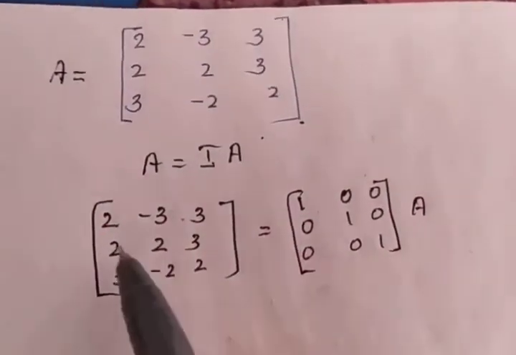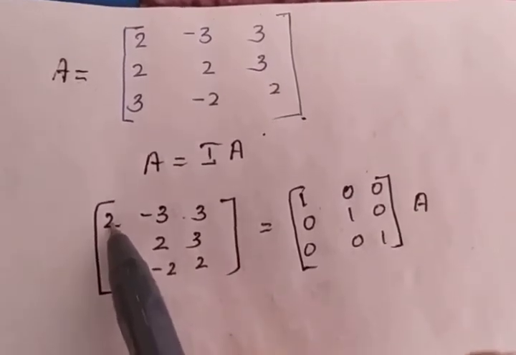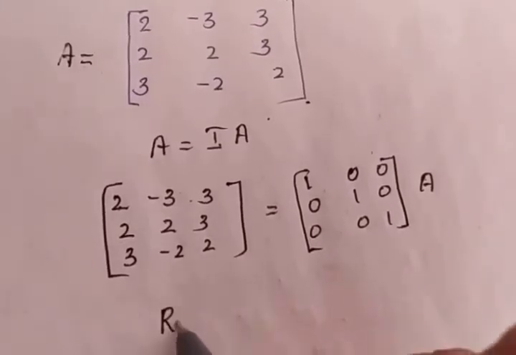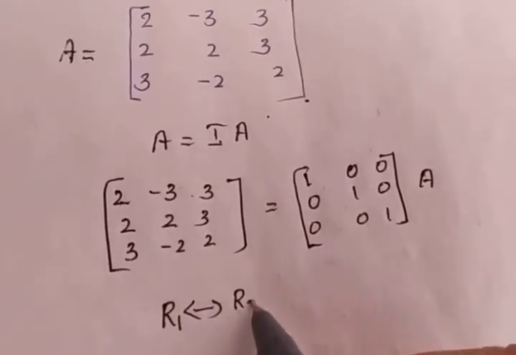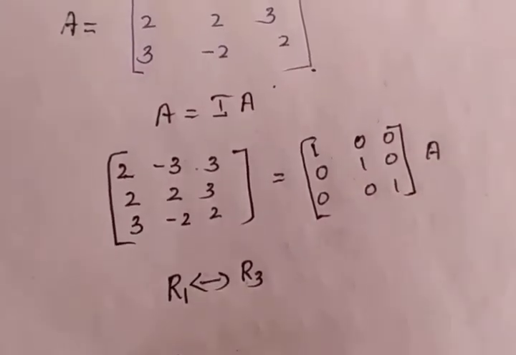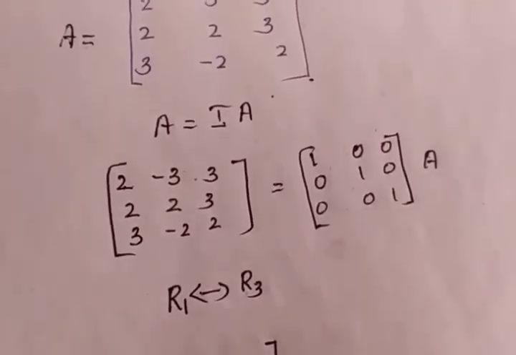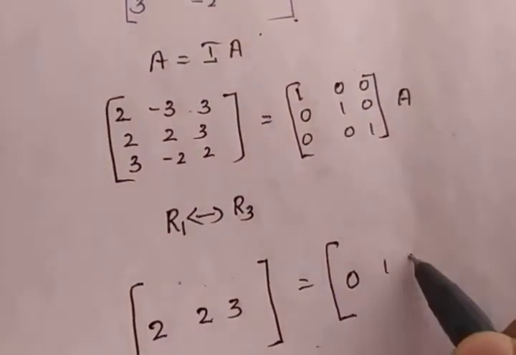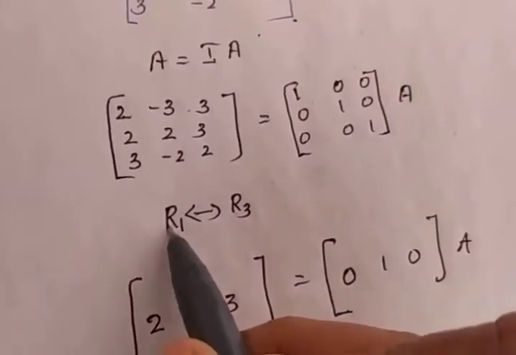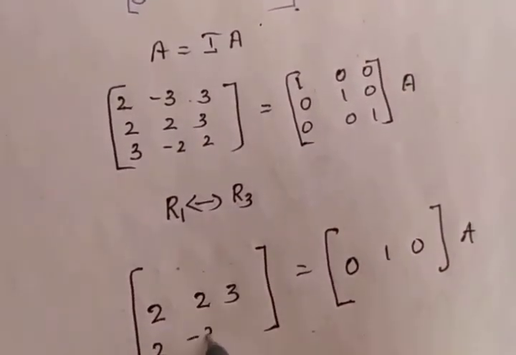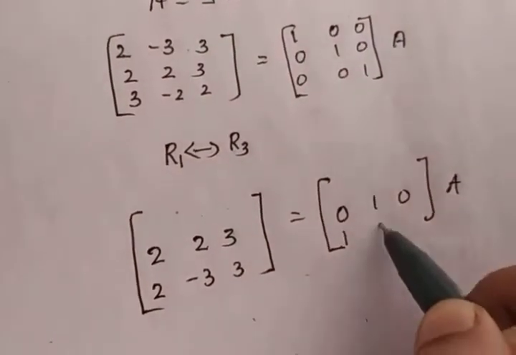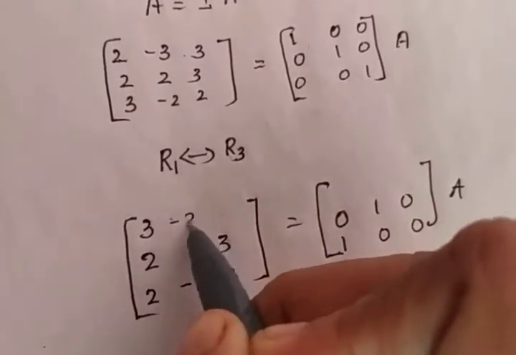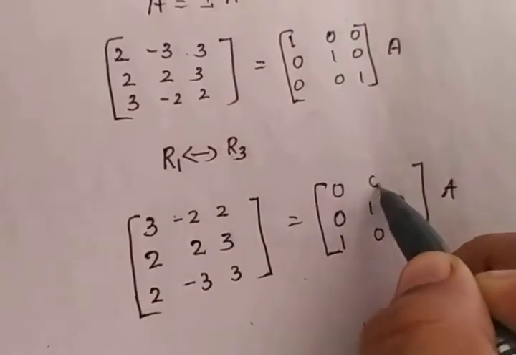So what is the first step? We have to make the first row, first element as 1. We can divide the first row with the 2, but the easier method is interchange the first row and the third row. Okay, interchange the first and the third row. So second row remains the same, 2, 2, 3. Here also second row remains the same, 0, 1, 0 into A. First row becomes the third row. So 2 minus 3, 3. On the right side also 1, 0, 0. And the third row becomes the first row. So first row is 3 minus 2, 2. And here it is 0, 0, 1.